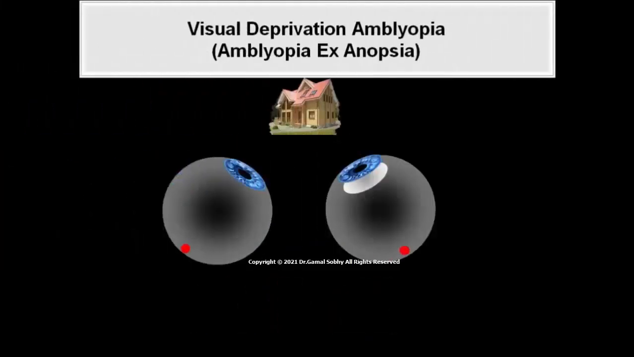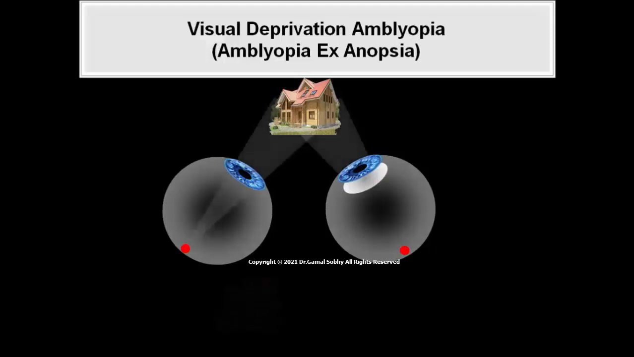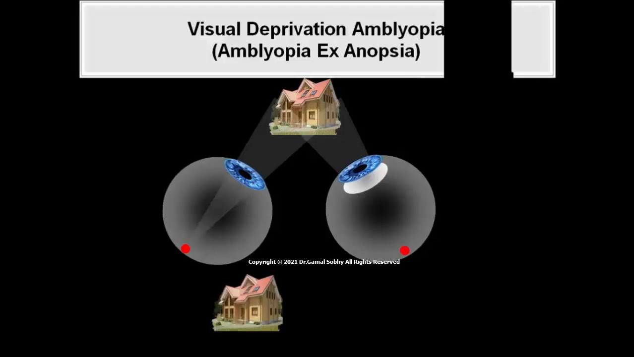Visual deprivation amblyopia, amblyopic anopsia, occurs in children with congenital or traumatic cataracts, corneal opacities, blepharospasm, surgical lid closure, or unilateral complete ptosis. Amblyopic anopsia may also be produced in the formerly fixating eye of an amblyopic patient after prolonged patching, occlusion amblyopia, or after prolonged unilateral atropinization.